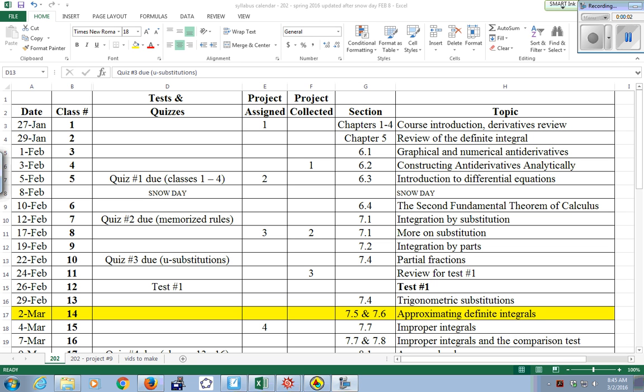So we are on class 14. We're going to talk about approximating definite integrals today.